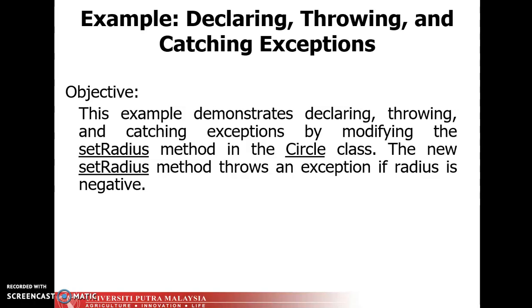So far so good. Now we are at the end of today's lesson. The following example demonstrates declaring, throwing, and catching exceptions by modifying the setRadius method in the Circle class. The new setRadius method will throw an exception if the input value for the radius is below 0, which is negative.